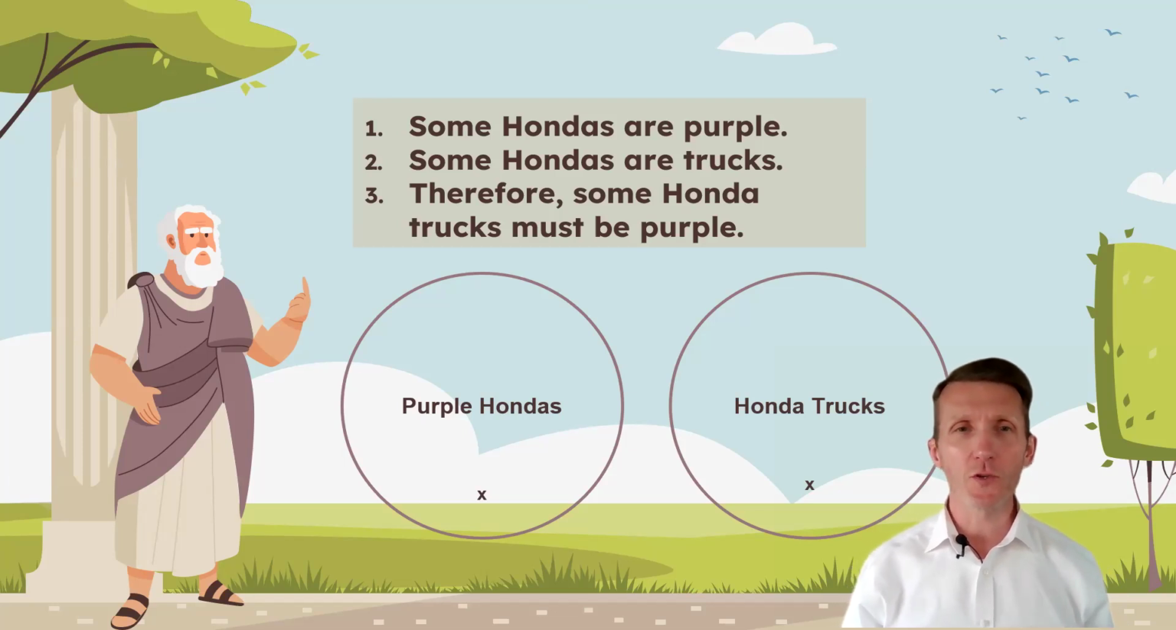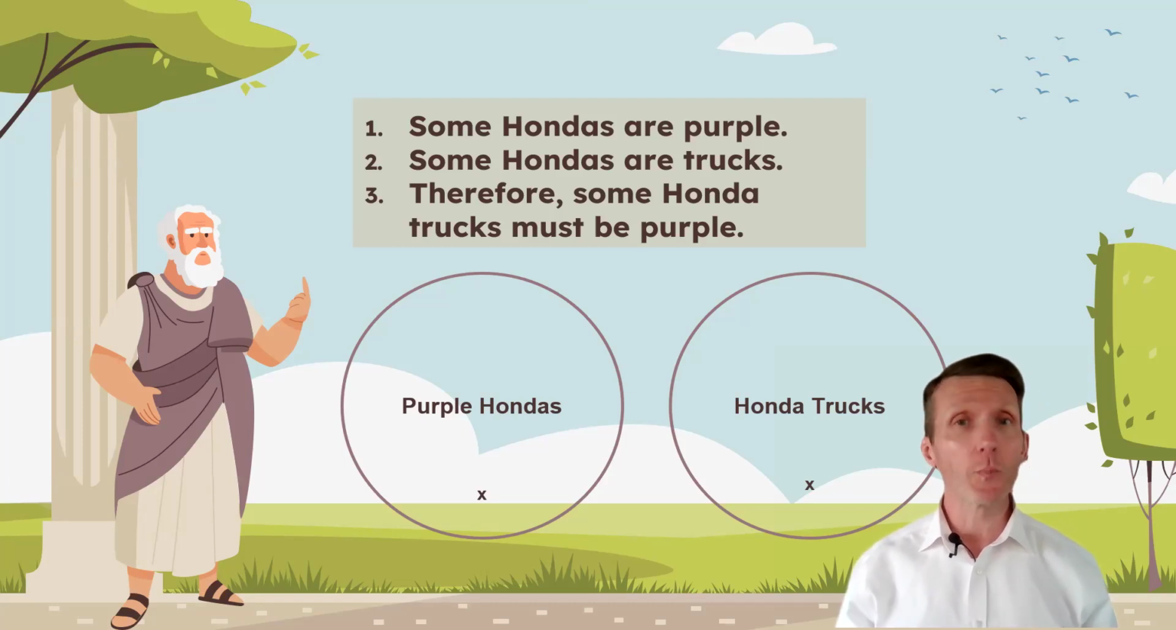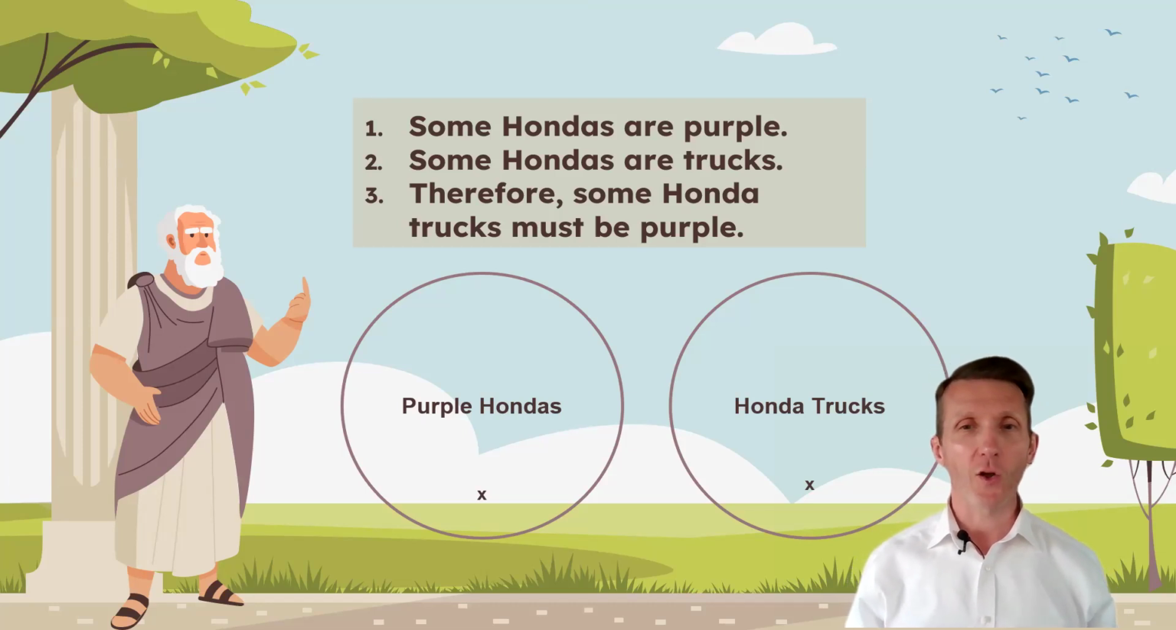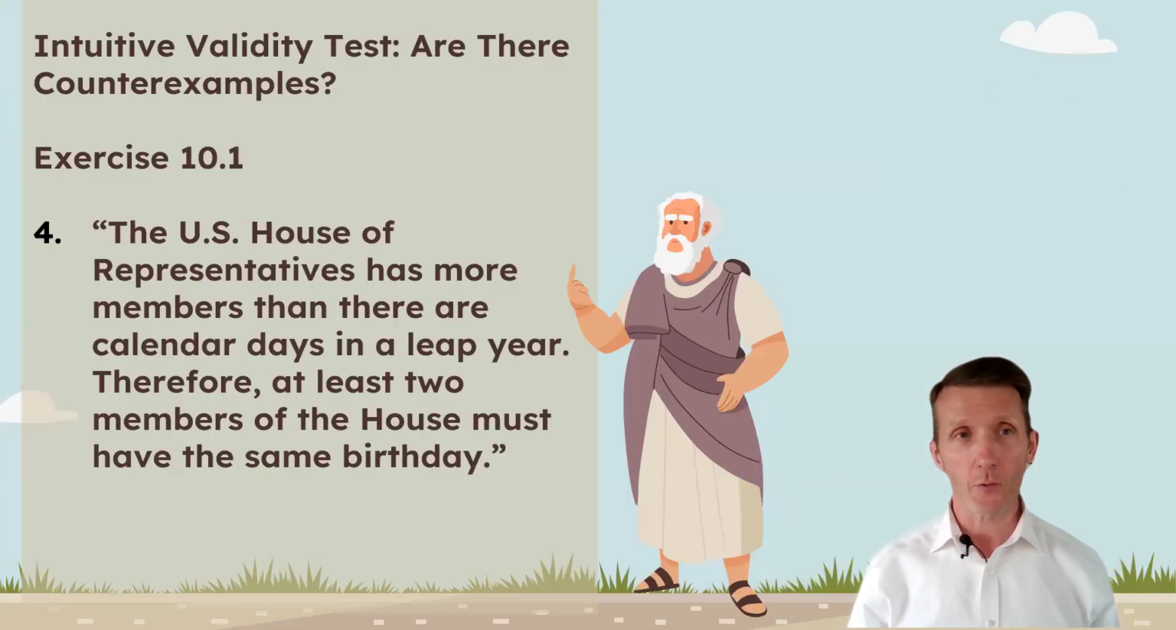But the conclusion attempts to say, therefore, some Honda trucks must be purple. From the premises, that's not the case. They don't have to be purple. Now, the premises have also not told us that these categories are mutually exclusive. I've simply drawn them that way. I could have had those circles overlap, and there probably are some purple Hondas out there. But just based on the way the premises are stated, there's no reason to necessarily draw that overlap or conclude that some Honda trucks are purple. And so therefore, this argument is invalid. We can see that, and we can also articulate a counterexample.